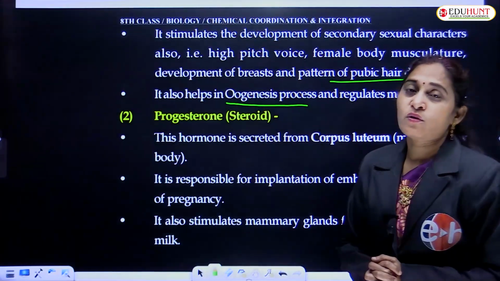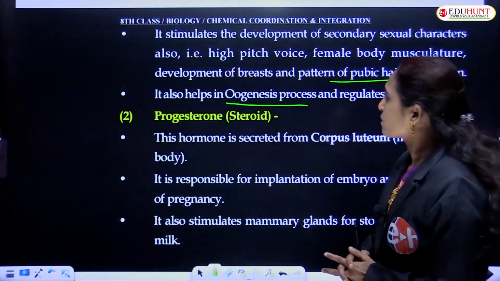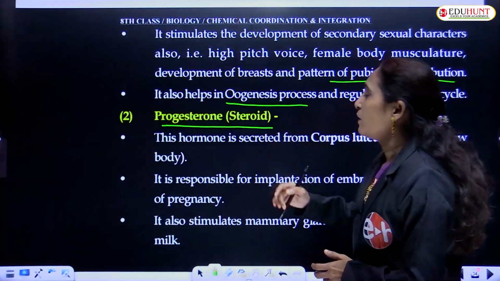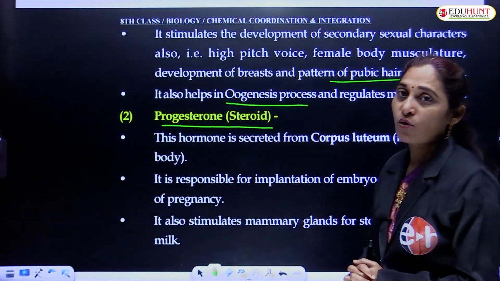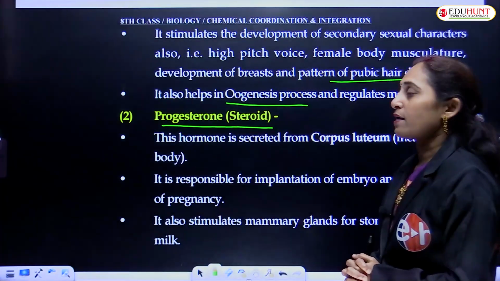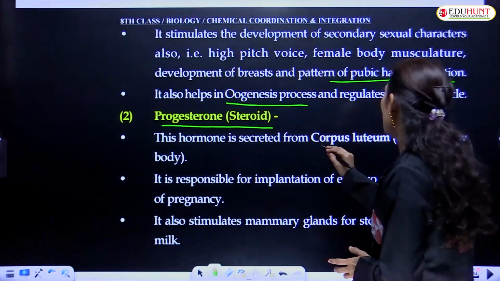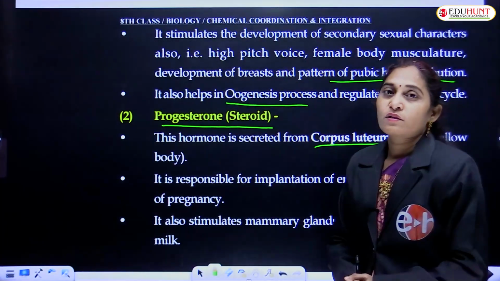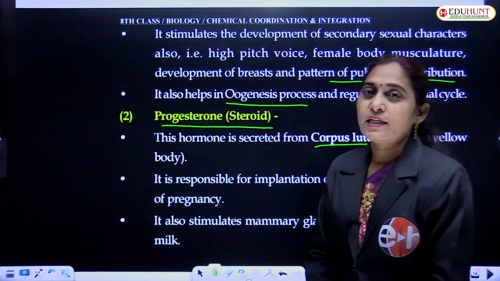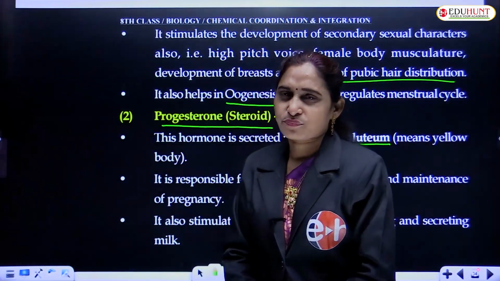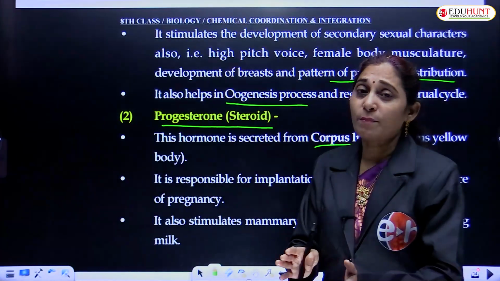And next hormone released by the ovary is progesterone. It is also a steroid derivative, steroid hormone, that is cholesterol derivative. It is secreted from corpus luteum. Corpus luteum is nothing but it is the under developmental stages.